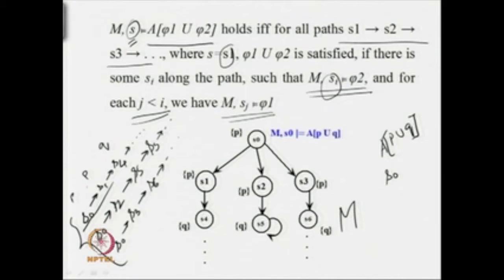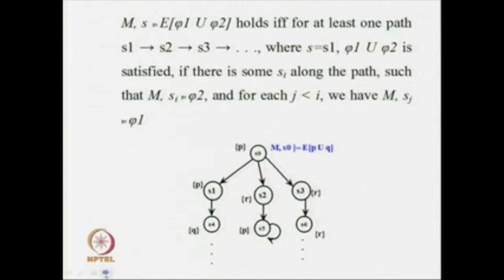With similar reasoning, you can look at the other two paths also, S0 to S2, S2 to S5, you will find that P remains true until Q becomes true in this particular path. And similarly, in the third path also you will find that P remains true until Q becomes true. So, we have seen in all these three paths P until Q is true. That means, these three paths are coming out from this particular state S0. So, we can say that in state S0 of model M, A P until Q is true. Okay. So, this is the way that we are going to look for the truth values of the formula A phi 1 until phi 2 or A P until Q.